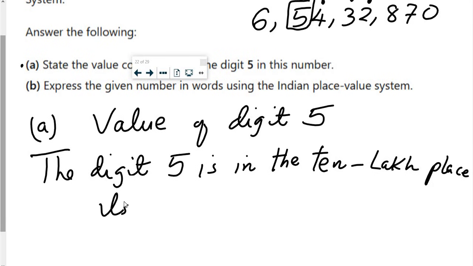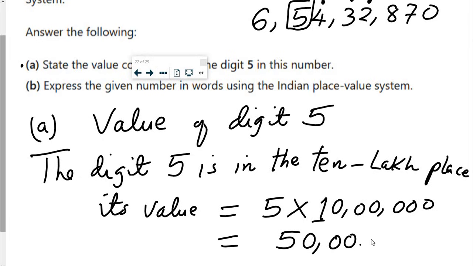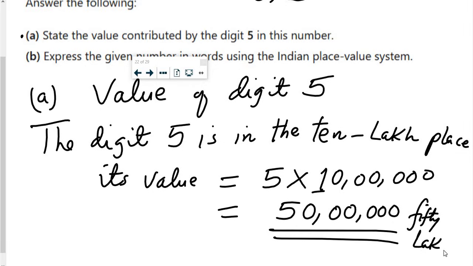5 is in the 10 lakh place. So its value is equal to 5 times its place value, which is 10 lakh. Now when you multiply this, you're going to get 50 lakh. So the value of the digit 5 is 50 lakh. That is its value.